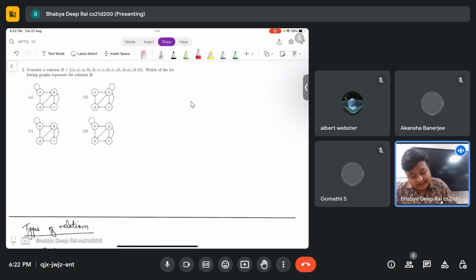The question is as follows. Consider a relation R: A comma A, A comma B, B comma C, C comma B, C comma D, D comma A, D comma B. Which of the following graphs represent the relation R? Can you guys try your hand at it? So there are 4 graphs given. The relation R is given, and you need to check which of these graphs actually capture the relation R.